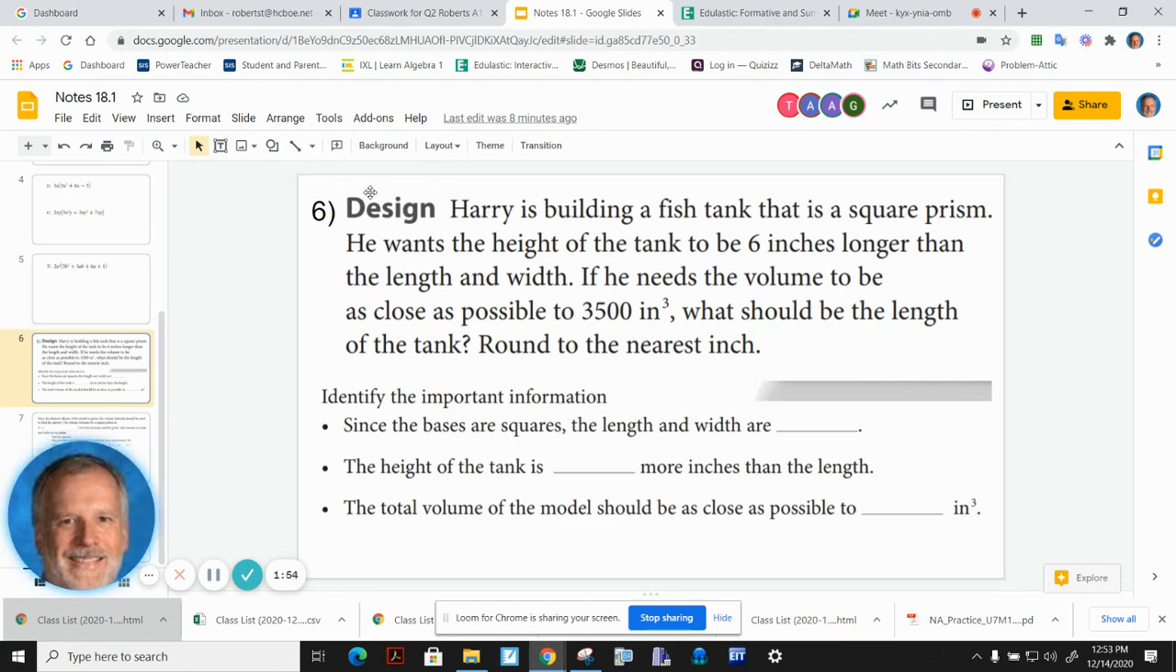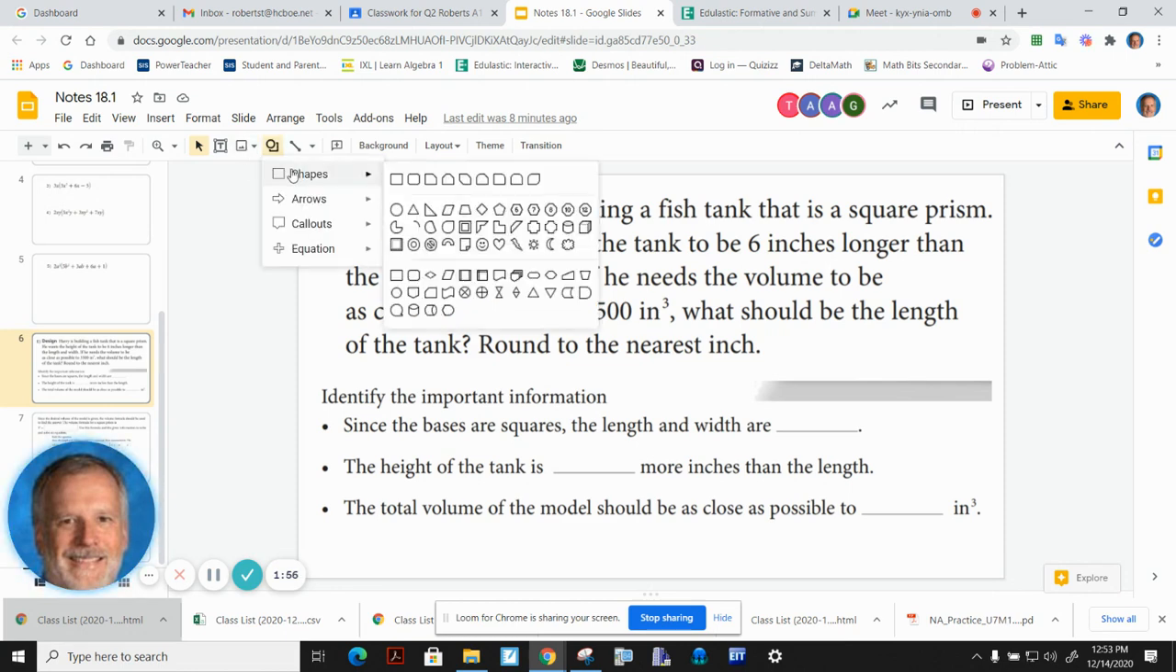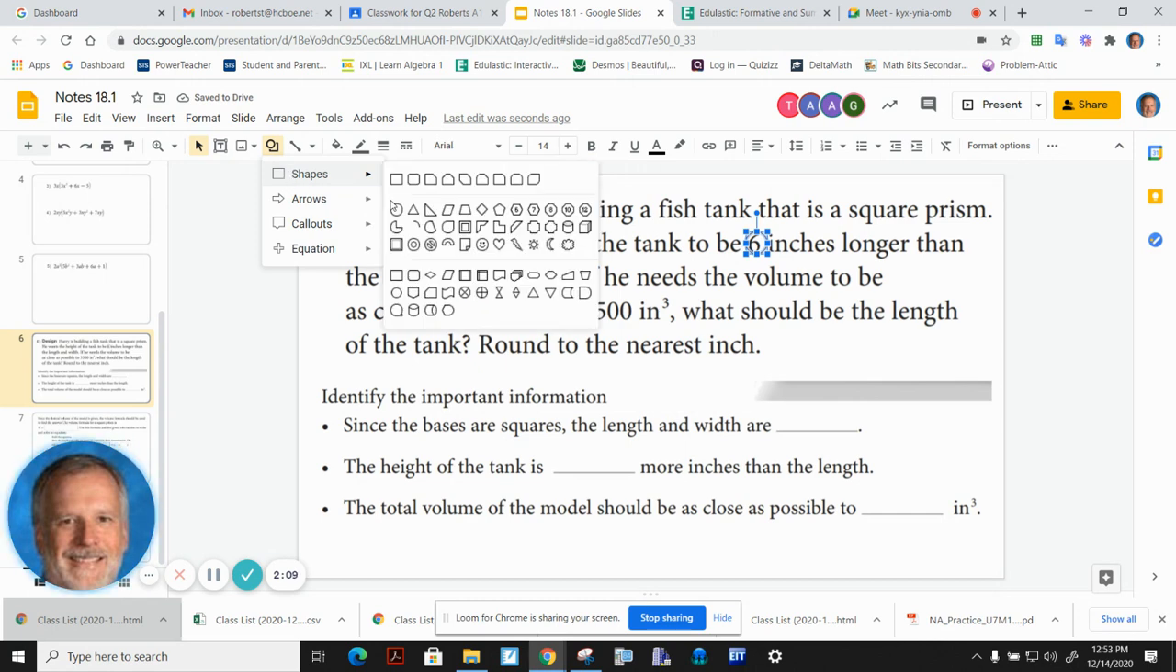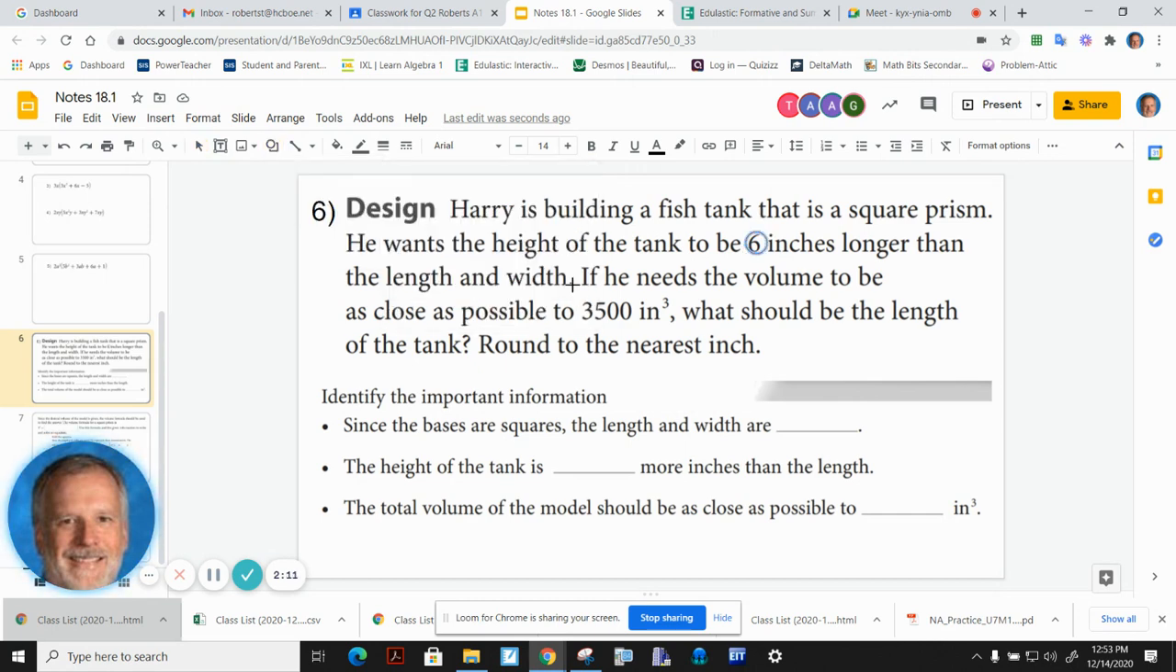And well, first of all, I'm going to circle some of the important stuff in here. For example, 6. Okay, I'm going to circle that. And I'm also going to circle 3,500 inches cubed. That's the volume I need there. So I'm going to circle that.